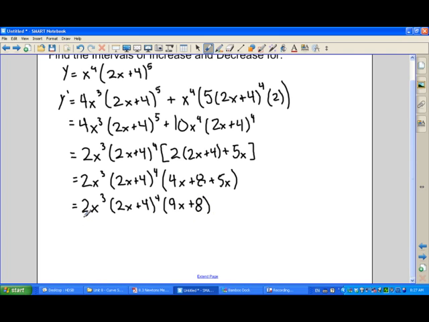So we've ended up with a derivative, a first derivative, that's all factored. So we can use this to find potential max or min points. So I get a potential max or min at x equals 0.